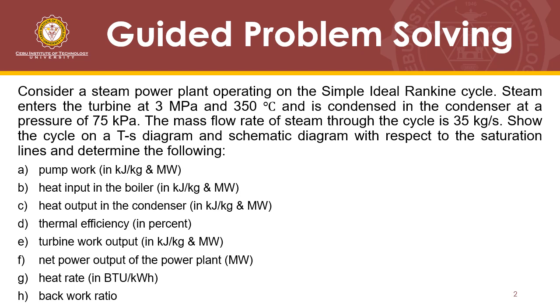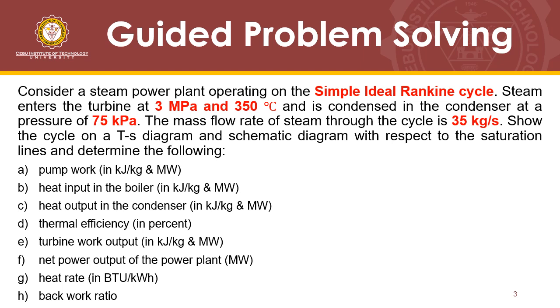First, the pump work both in kilojoules per kilogram and in megawatts, the heat input in the boiler in the same unit, heat output in the condenser, thermal efficiency in percent, turbine work output, net power output of the power plant, heat rate, and the back work ratio.